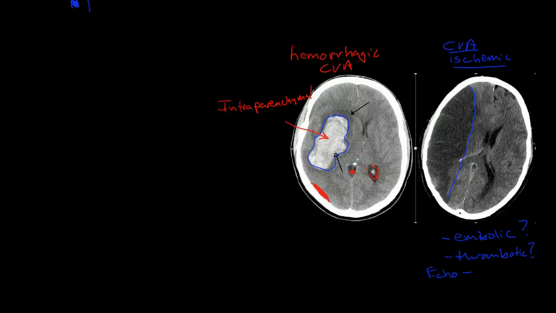Let's look at the valves. Do we have any vegetations on the valves? Then we're also going to look at the carotids. Do we have a huge thrombus in the carotids? We'll do a carotid ultrasound.